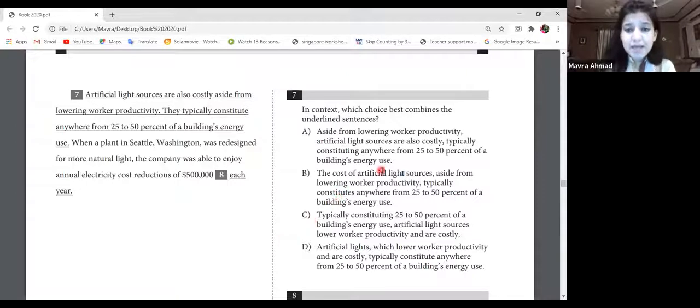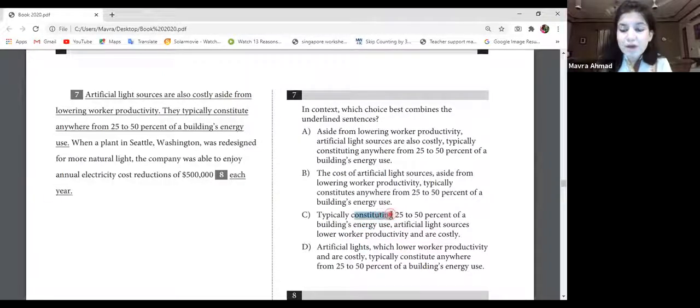Then C, बी ऑप्शन जो है इट ऑल्सो साउंड्स फाइन, बट इसमें सबसे पहले उन्होंने कॉस्ट की बात की है और हम इस पूरे पैसेज में जिस चीज़ पर सबसे ज़्यादा फोकस कर रहे हैं वो है एम्प्लॉयज़ की हेल्थ, उनकी प्रोडक्टिविटी, एंड वी आर नॉट रियली फोकसिंग ऑन द कॉस्ट, राइट. देन ऑप्शन सी, typically constituting 25 to 50% of a building's energy use, artificial light sources lower worker productivity and are costly. Once again, we are talking about the energy levels that increase when we use artificial light sources in a building.